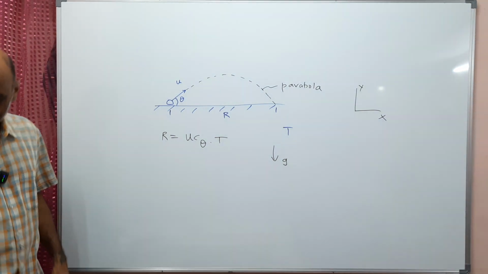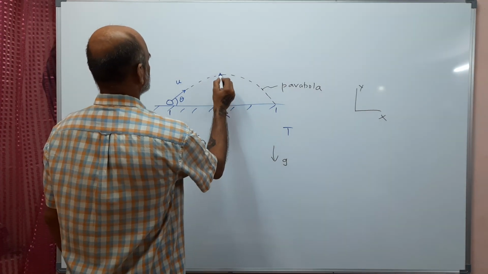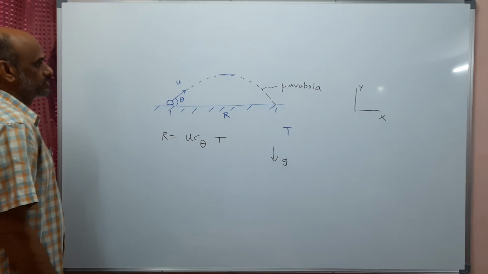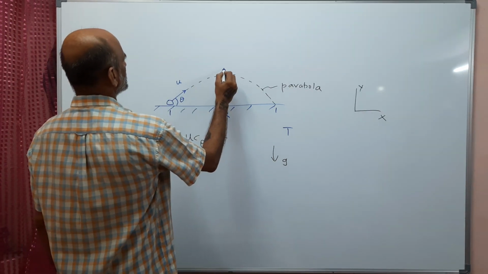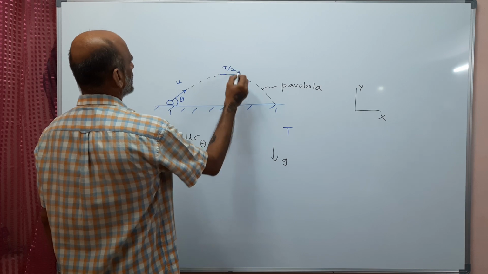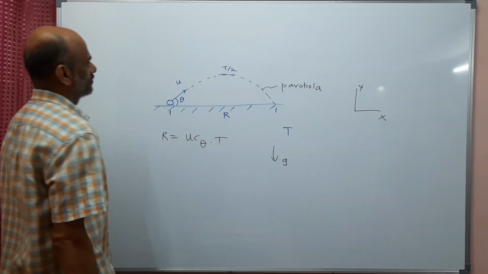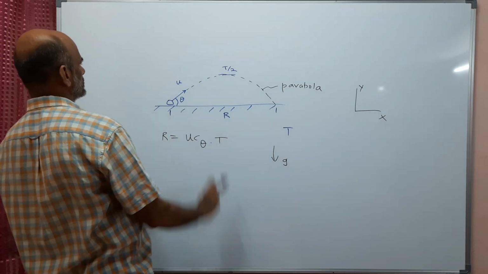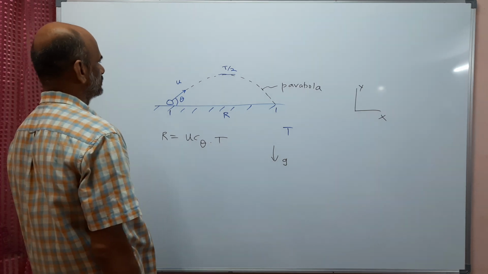To get the flight time, we can use the vertical motion from here to this maximum height point. This is the maximum height point. So by symmetry, the time it takes to go from here to here is t by 2, and the remaining t by 2 is the time it takes to go from here to here. So if you know the time to go from the ground to the maximum height point, we can find this t, the flight time.